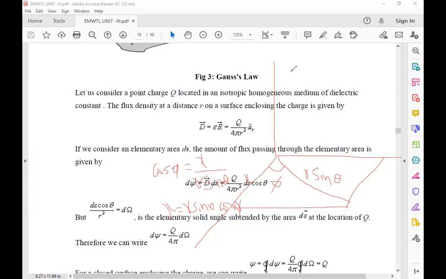In the matrix form, the first term is sine theta into cos phi. The second one is sine theta into sine phi. And the third one is cos theta. We already know the cos theta here. That cos theta will give q by 4 pi r square ds into cos theta.